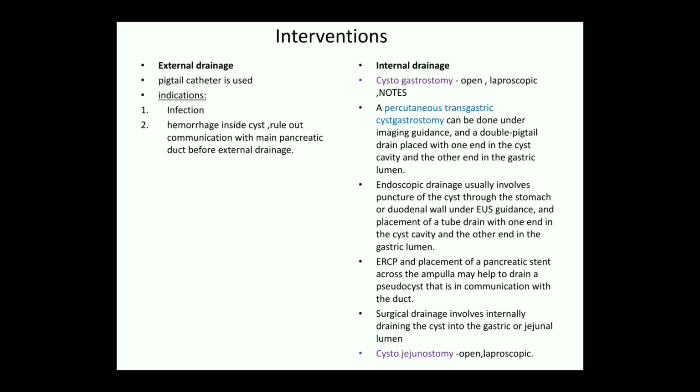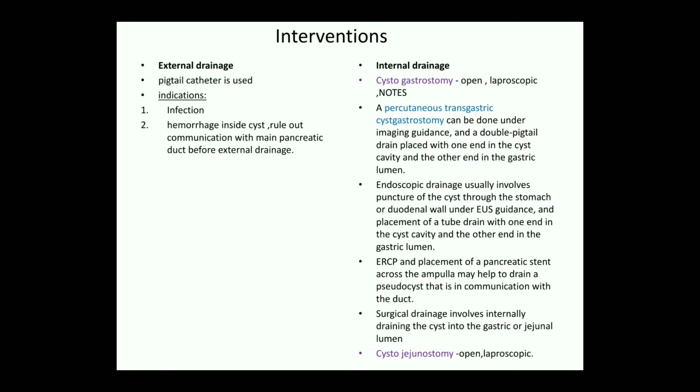In intervention for pseudocyst, there can be two types: external drainage and internal drainage. External drainage is done with a pigtail catheter. The indications are if there is infection or hemorrhage inside the cyst. Before doing external drainage, it is very important that we rule out any communication with the main pancreatic duct, because if there is a communication, then there can be a pancreatic fistula formation. That's why we will not do external drainage in that case, and that is why the D'Egidio classification in pseudocyst is important.